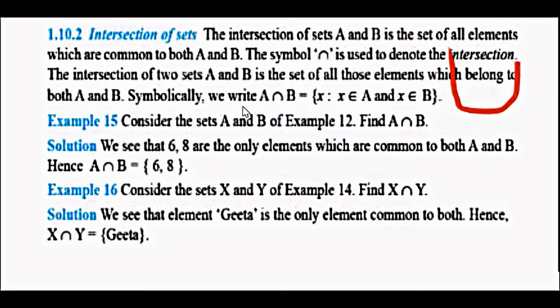If you say A intersection B, that means this X should belong to A and also it should belong to B simultaneously. So X intersection Y or A intersection B means those elements which are present in both these sets.